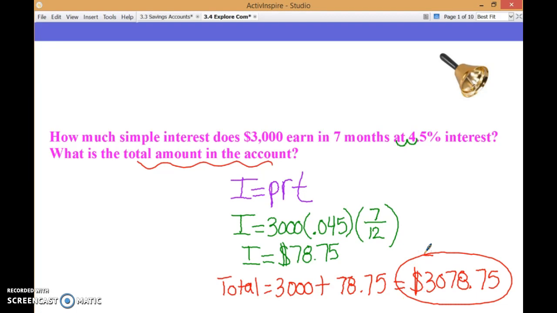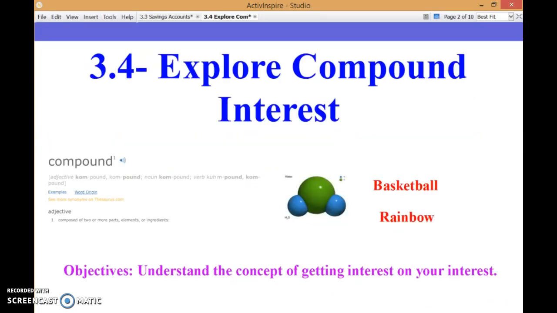Hopefully that question went okay. We're going to continue this idea of simple interest and talk about how that relates to compound interest today. So let's go ahead and do that now. Like I said, today is the first day that we'll talk about compound interest. We're just going to talk about what it is and explore how it works.